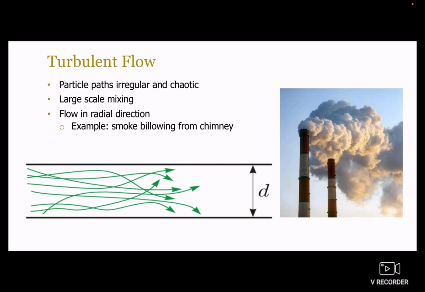Turbulent flow. The flow where particle paths are irregular and chaotic. Large scale mixing. Flow in radial direction. Example, smoke from chimney.